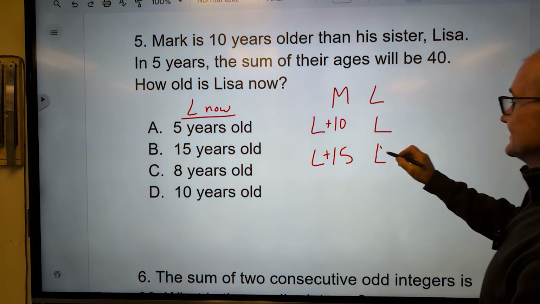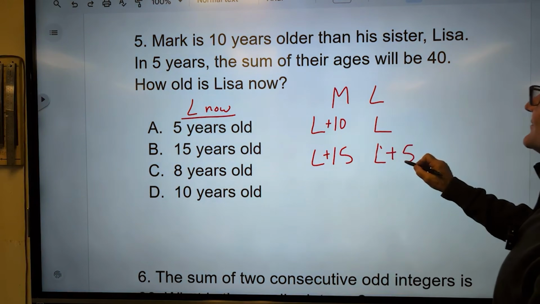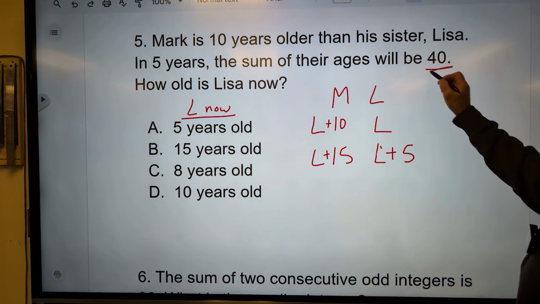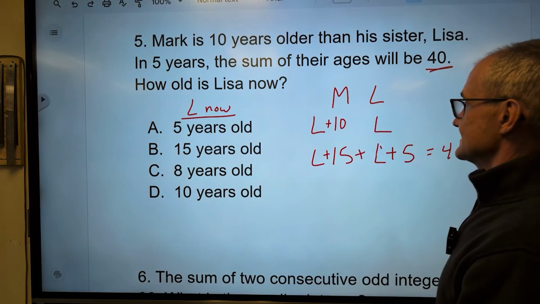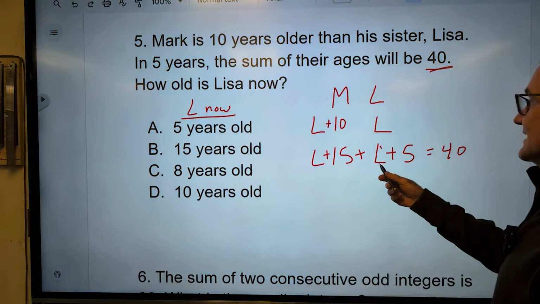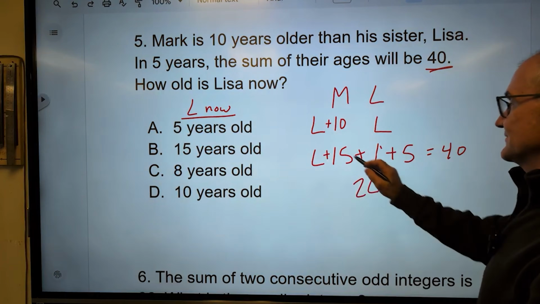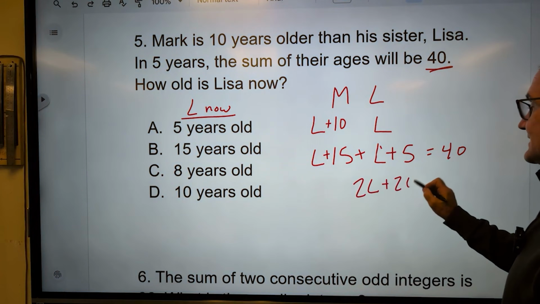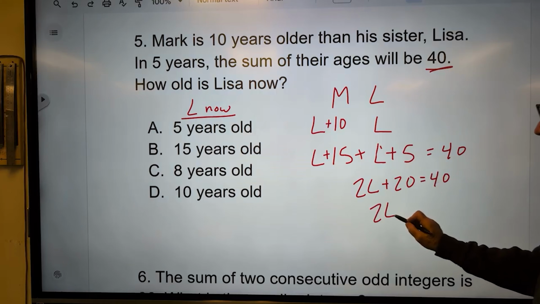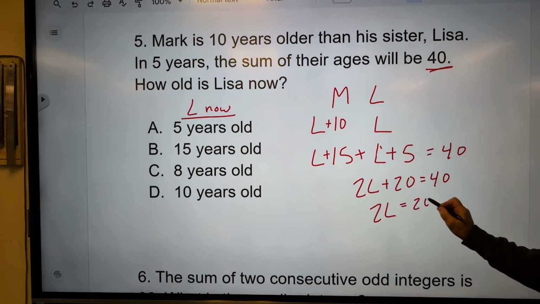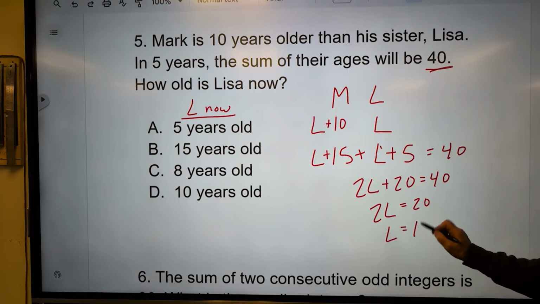And then together, the sum will be 40. So it's this way. L plus L is 2L. 15 and 5 is 20, equals 40. Subtract 20 from both sides. 2L is equal to 20. L is equal to 10.